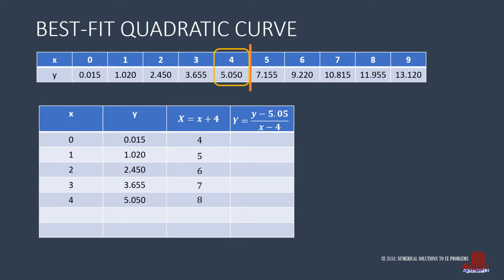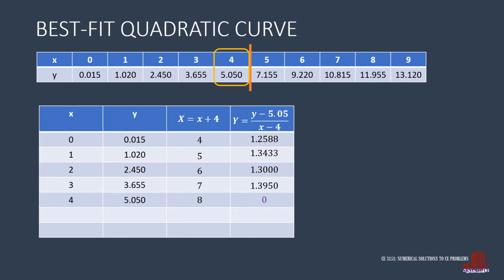The other column then starts with 0.015 minus 5.05 all over 0 minus 4, giving 1.2588. Do the same with the other values, but then take note of the last value. This is solved as 5.05 minus 5.05 all over 4 minus 4. Because of a zero denominator, any device will show an undefined answer, but we are to simplify it as just 0.